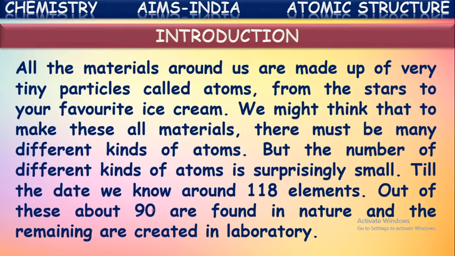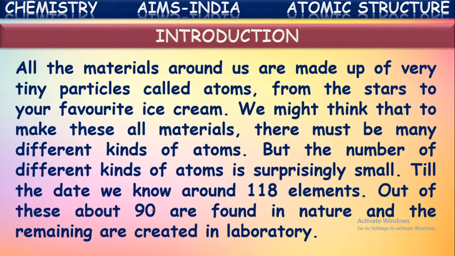How is this possible? So these atoms or these elements, which are 118, combine themselves and with different elements in different ratios to form different molecules. These different molecules result in different kinds of materials. So we are able to see so many kinds of materials around us. All these kinds of materials are made up of only these 118 elements.